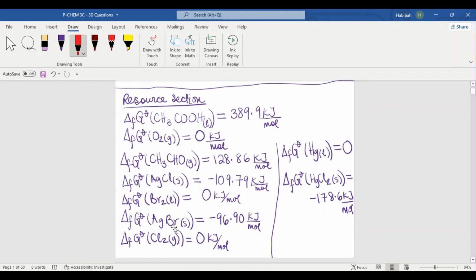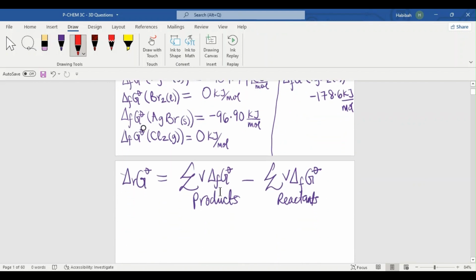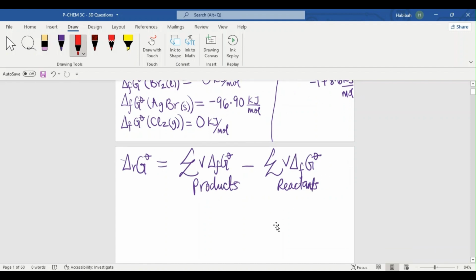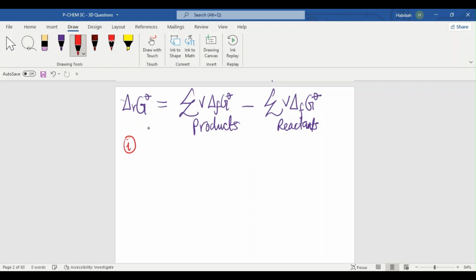Before we can start using all of this information on this page, we have to understand the major formula we're supposed to use, which is the standard Gibbs energy of reaction. It is equal to the summation of the Gibbs energies of formation for the products minus the summation of the Gibbs energies of formation for the reactants. So to begin, I'm going to start with the first reaction.